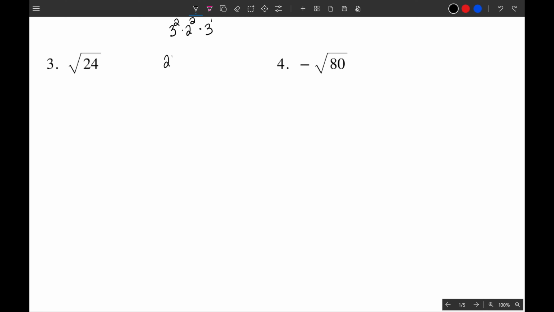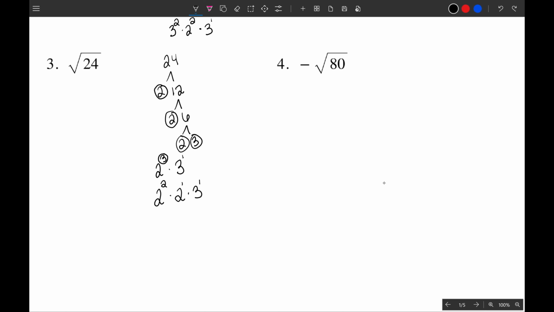So if I do 24, 24 is 2 times 12. 2 is prime. 12 is 2 times 6. 2 is prime. And 6 is 2 times 3. So I have 2 to the third times 3 to the first. Well, I already know 3 is not going to divide by that root of 2. So I'm going to shave one off of that and use 2 of these as my perfect square. And that leaves me with a single 2 and a single 3.